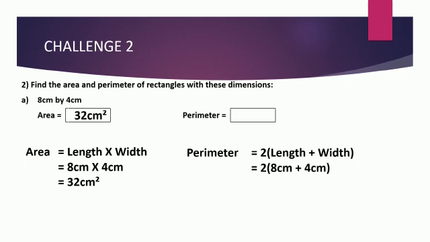So you will put it here. 2 into 8 cm plus 4 cm. First you will add 8 and 4. You will get 12. 8 plus 4 is equal to 12 and you will write cm. 2 into 12 cm. Okay. Now 2 12s are 24. Now we have the perimeter of our rectangle: 24 centimeter.